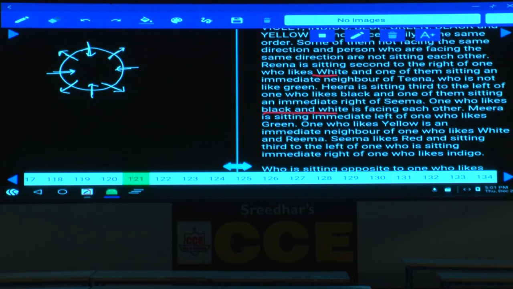Now, so this is the main information. Black and white are facing each other means both these 2 persons are facing towards the center. Then only these 2 persons are facing each other. Now let us take the person who is having white at this place, then black at this place, because black and white are opposite to each other. Now one who likes black and white is facing each other. As these persons are facing each other, now let us go to the first information.